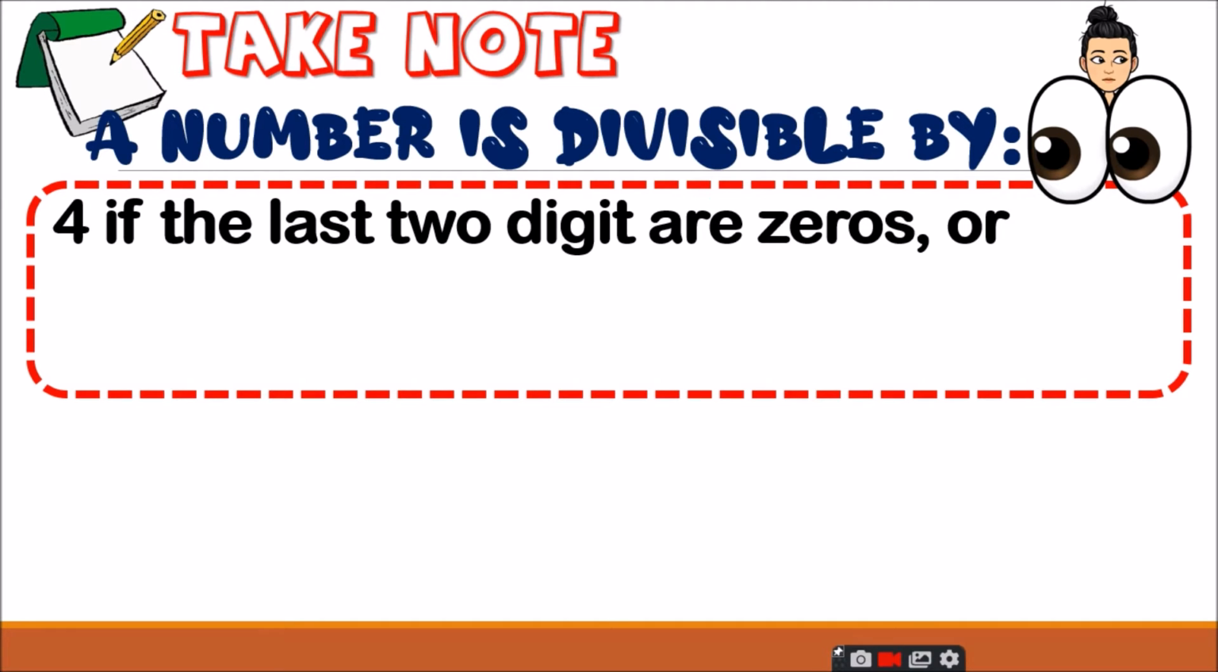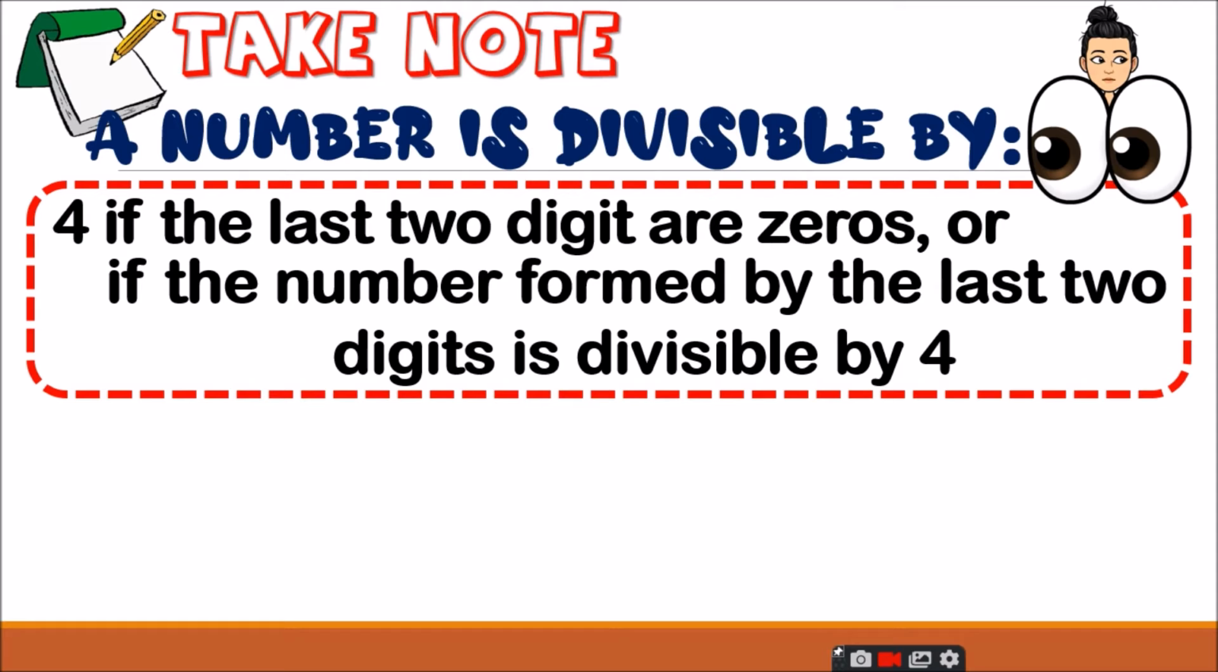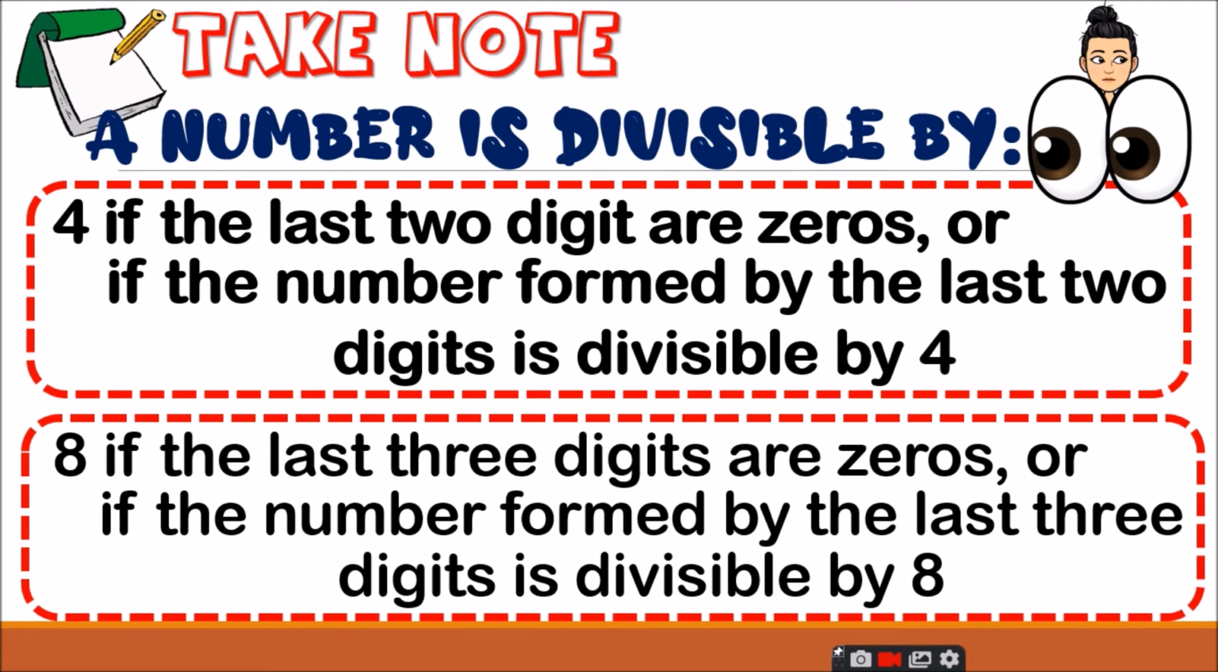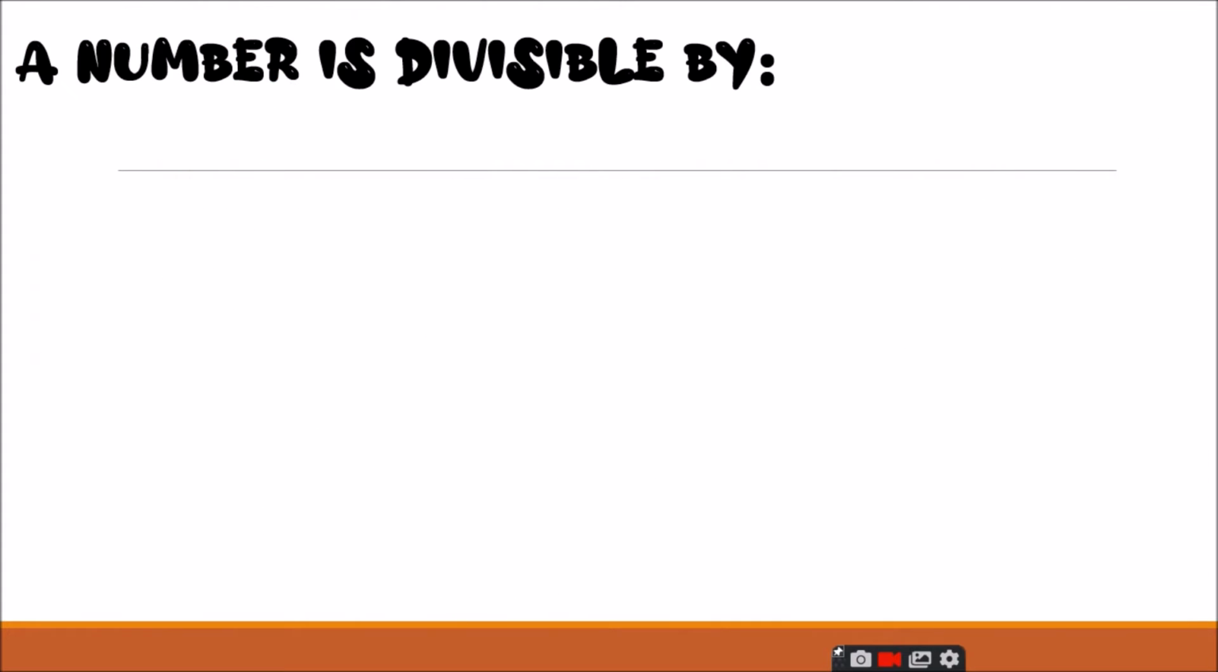So, my dear students, take note that a number is divisible by 4 if the last two digits are zeros, or if the number formed by the last two digits is divisible by 4. A number is divisible by 8 if the last three digits are zeros, or if the number formed by the last three digits is divisible by 8.